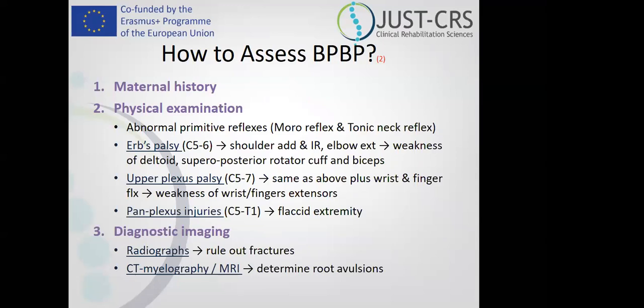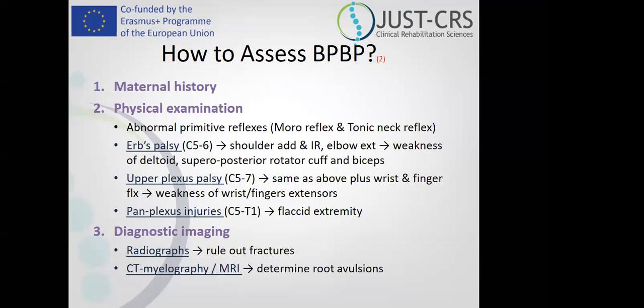Physical examination is very important. We should look for abnormal primitive reflexes, such as Moro reflexes and tonic neck reflexes. Erb's palsy, which is, as we said, from C5 and C6 nerve roots, will include shoulder adduction and internal rotation plus elbow extension.